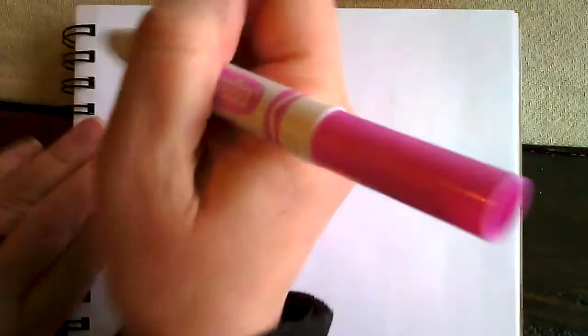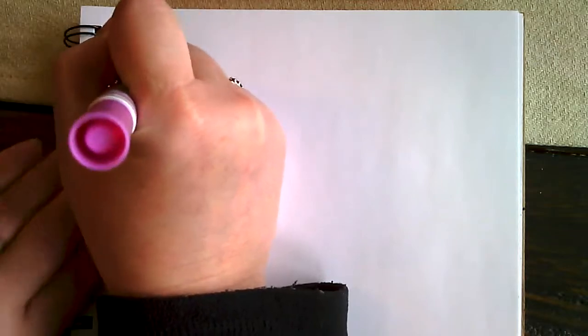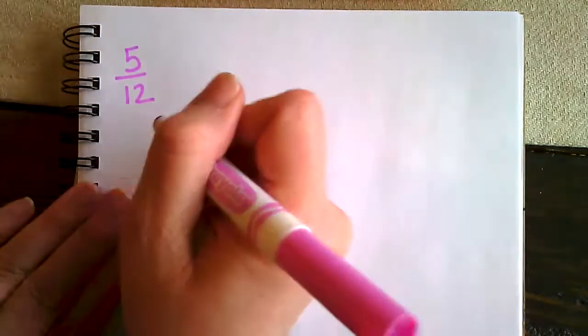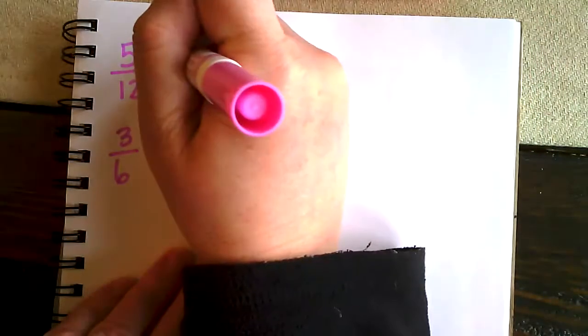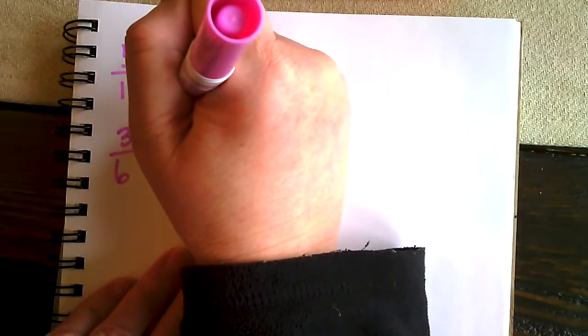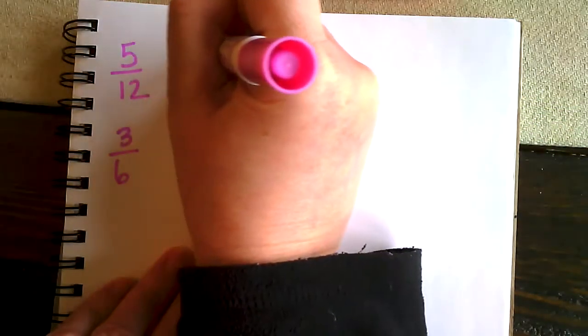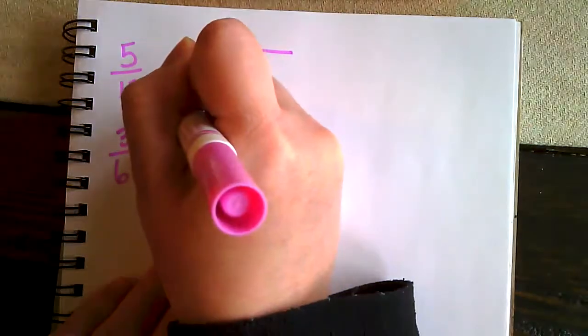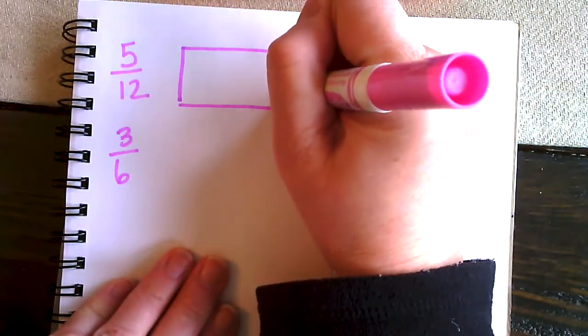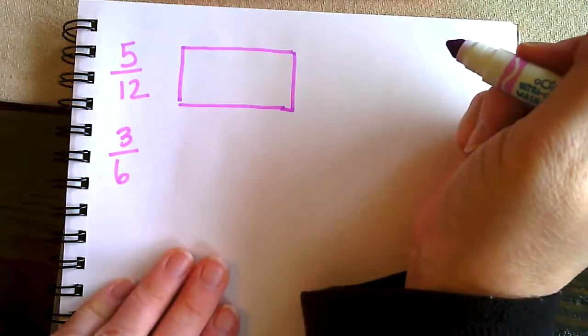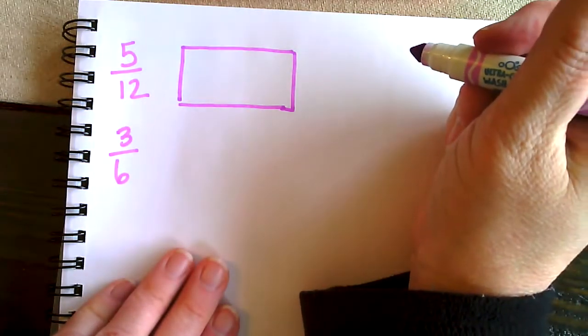Let's compare 5/12 and let's compare 3/6. Alright, so let's look and see what 5/12 would look like. So let's draw a picture. Let's represent that with a picture. So let's draw our big pan for a nice giant sheet cake. And let's split this into 12ths.